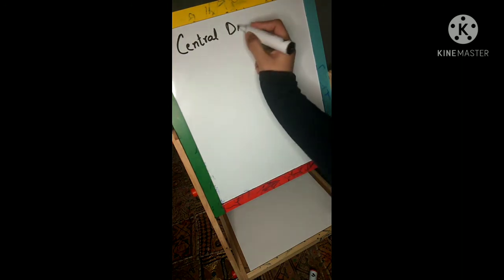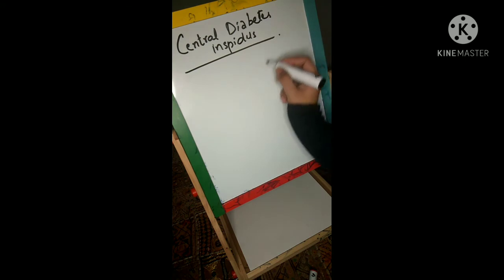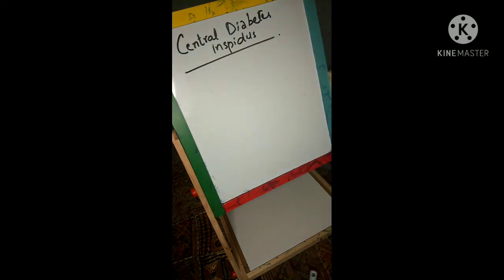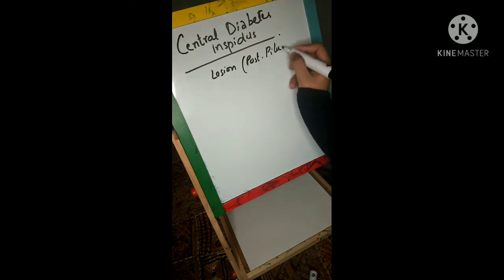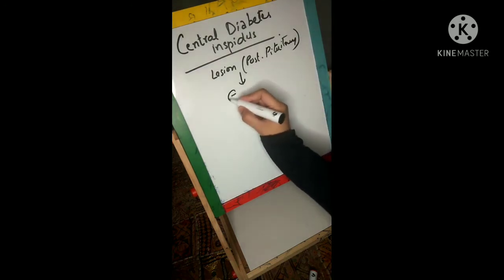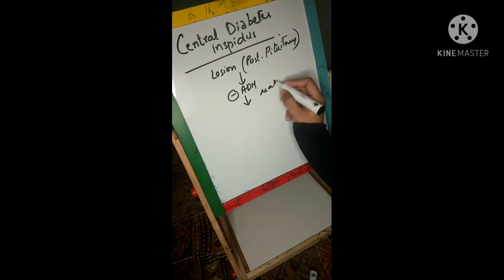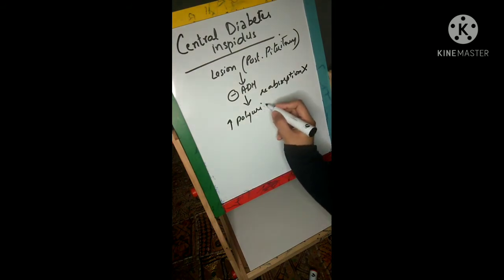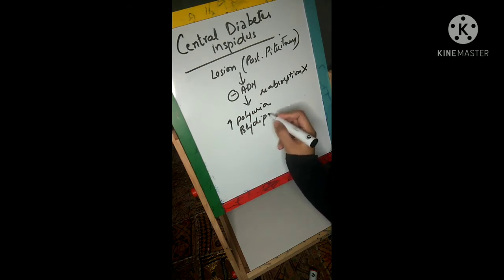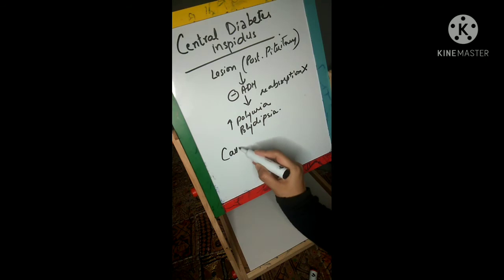Our next topic is central diabetes insipidus. There are basically two types of diabetes insipidus, central and nephrogenic. Mainly we will discuss central diabetes insipidus. Suppose there is a lesion in the posterior pituitary and there is a lack of ADH secretion. This results in impaired reabsorption of water from the collecting duct, and hence a large amount of water is excreted in the urine, so there will be polyuria. Because we are excreting a large amount of water in the urine, there will be polydipsia. The patient will be thirsty. So this is basically what happens in diabetes insipidus.